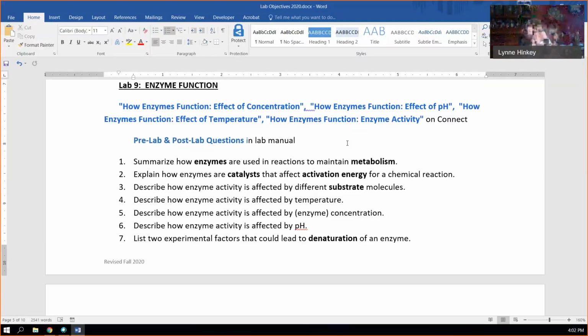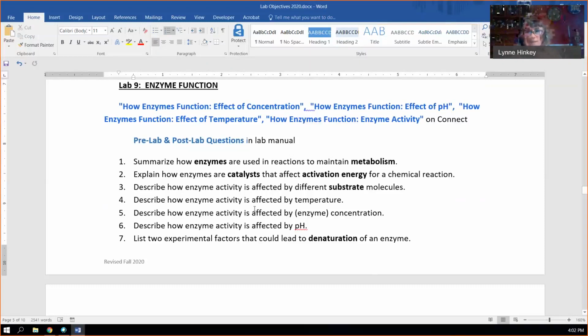the more enzyme I have, the faster those molecules can bump into each other and the reaction can occur. Similarly, if I have more substrate, those enzyme and substrate molecules are going to bump into each other faster, and the rate of reaction is going to increase. So as I increase the concentration of either one, I'm going to increase the rate of reaction, but only to a certain point.